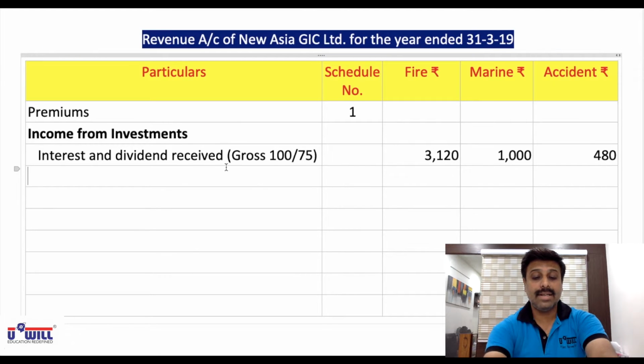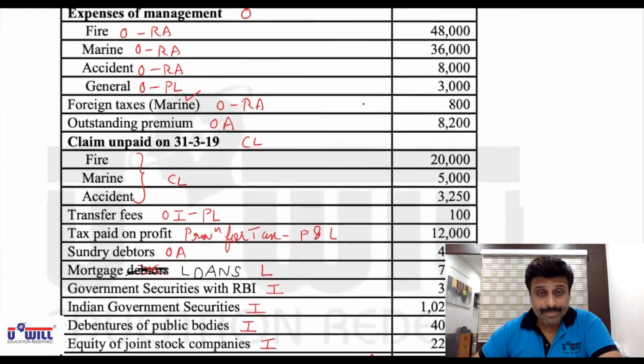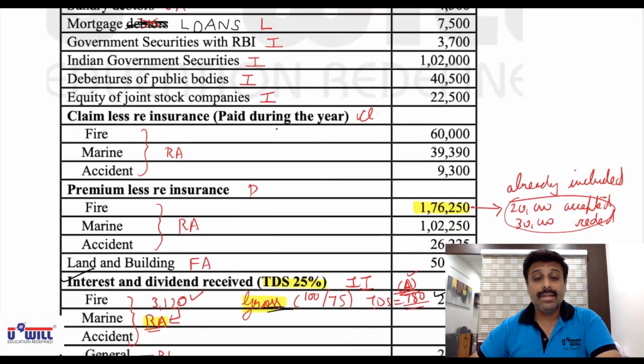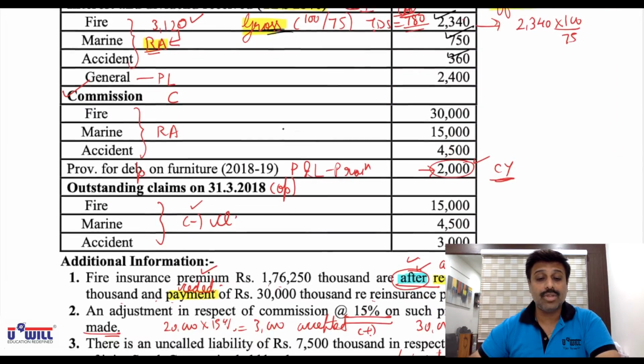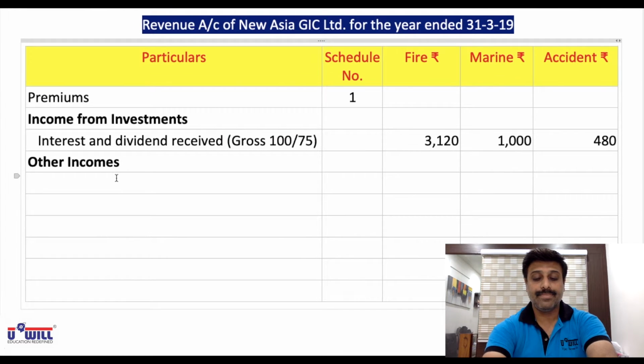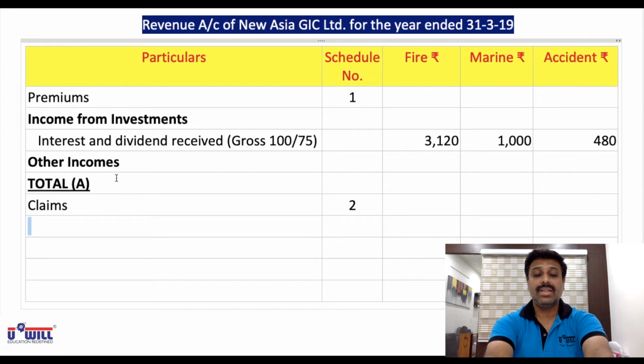Then after interest and dividend received, we have other incomes. So any items marked as OI, not there. There is no other item marked as OI in the question. So other incomes are not there. We'll get the total, that is A. Then we will have claims, which we will show in detail in schedule number 2. Then we will have commission, in schedule number 3. Then operating expenses, in schedule number 4. Then we will have total B.